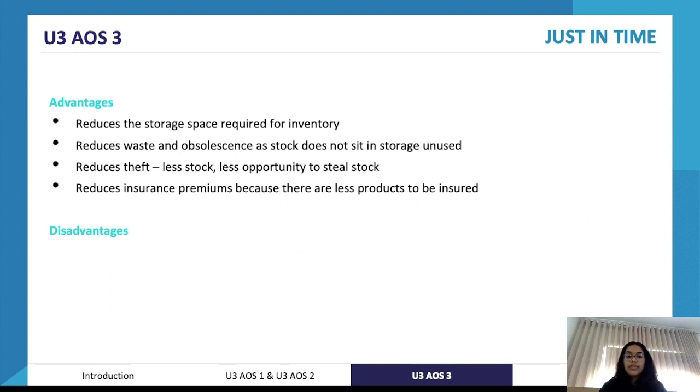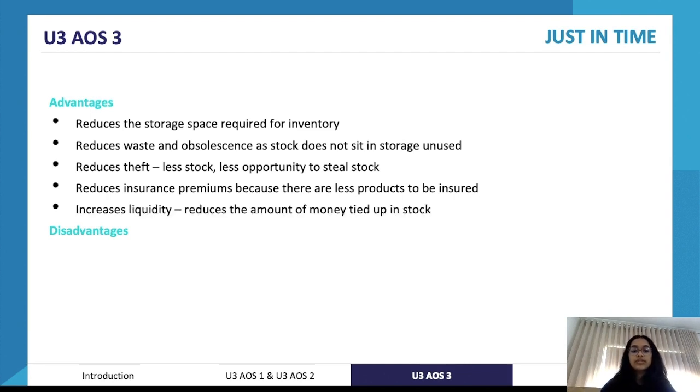With just in time, there are many advantages and disadvantages. Some advantages are that it reduces the storage space required for inventory, since there aren't many materials being stored because they're used in production as they arrive. It reduces waste, as stock does not sit in storage unused. It also reduces theft, because if there's less stock, there's less opportunity to steal stock. And it reduces insurance premiums because there are fewer products to be insured, and increases liquidity, reduces the amount of money tied up in stock. I think the first three are probably the easiest to talk about.